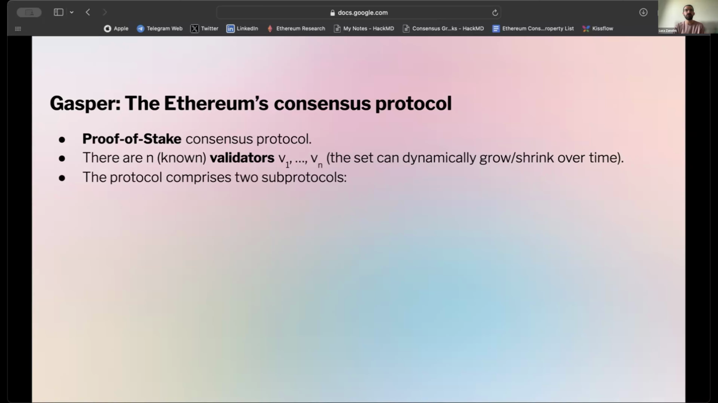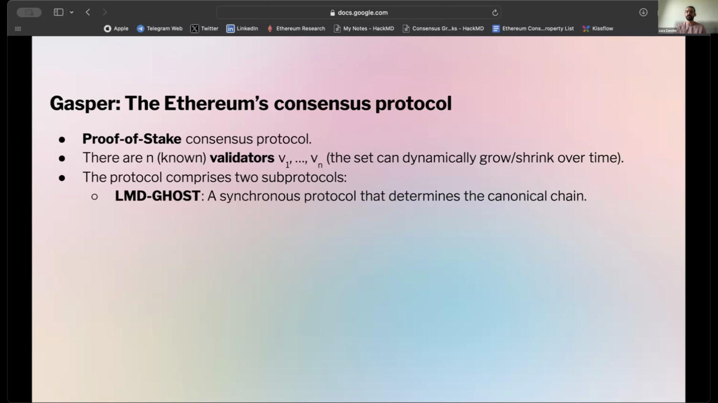So far, I mentioned the consensus protocol of Ethereum, but under careful analysis, the protocol of Ethereum can actually be seen as comprising two subprotocols, so two submodules that work in an intertwined way, each one with its own properties and each one with its own reason to be there, which will become clear soon.